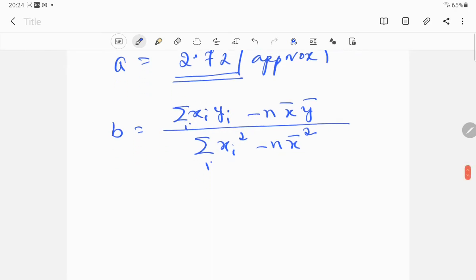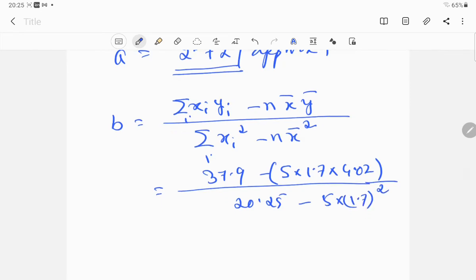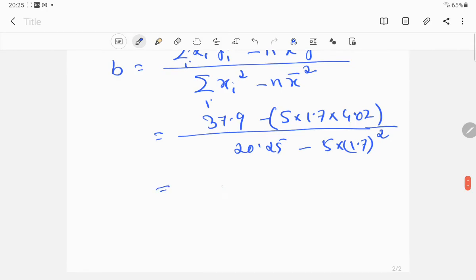Okay, so again we will put summation xi yi. All of you know that we have already derived this: 37.9. n means 5, x bar means 1.7, y bar means 4.02. And then summation xi square means 20.25 minus n into x bar square, that is 5 into 1.7 squared. Okay, if you solve this, the value should be approximately around 0.86.